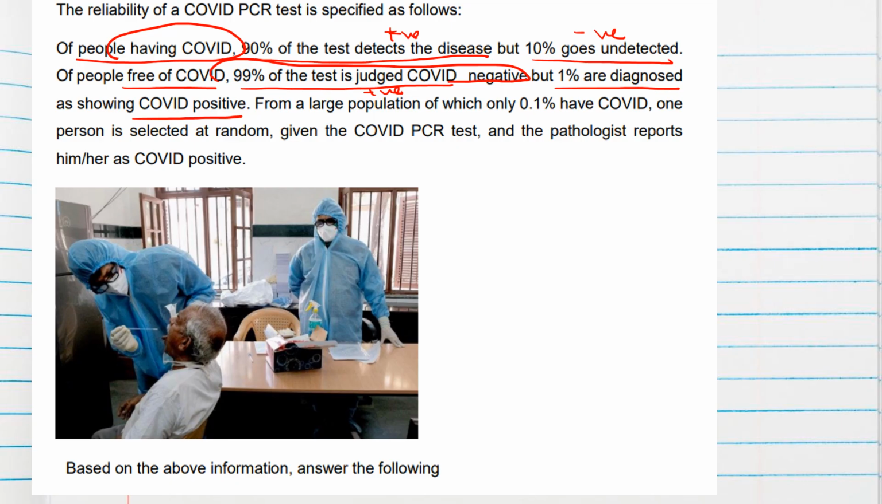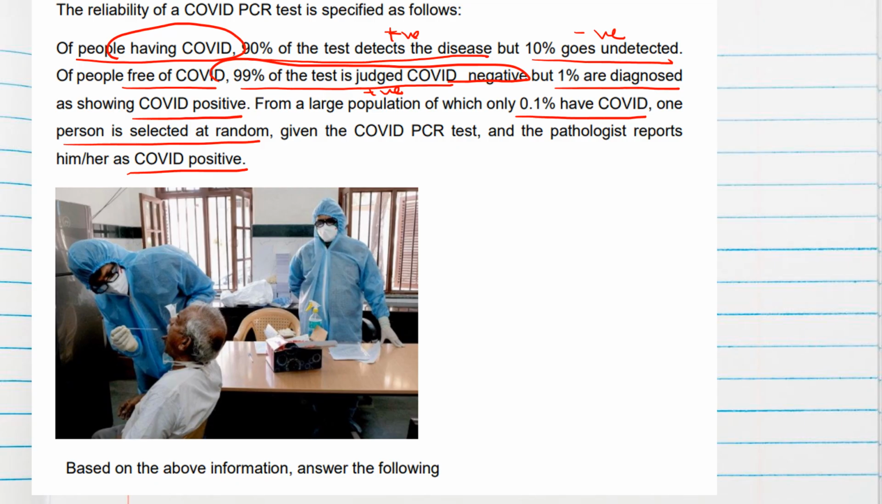Then from a large population of which only 0.1% have COVID, one person is selected at random, given the COVID PCR test, and the pathologist report says that he is COVID positive. Based on the above information, we should answer the questions. Now here we have to first analyze the question.